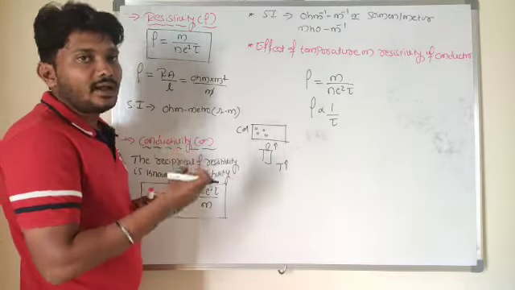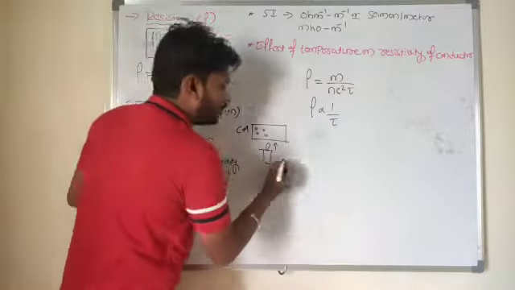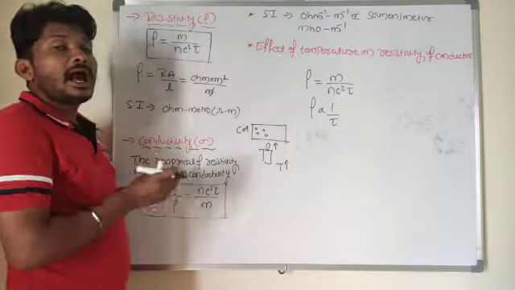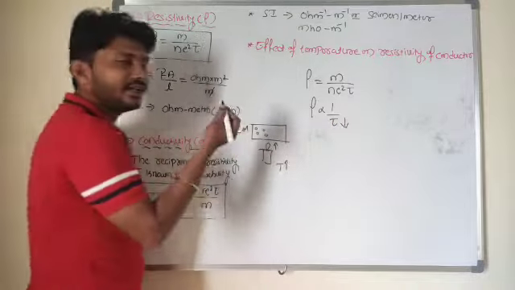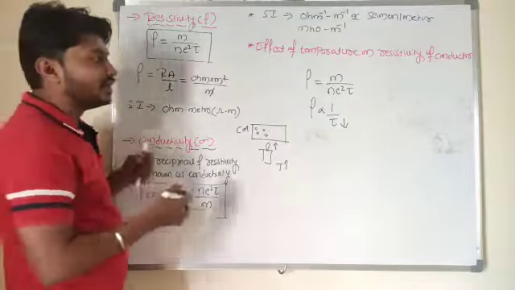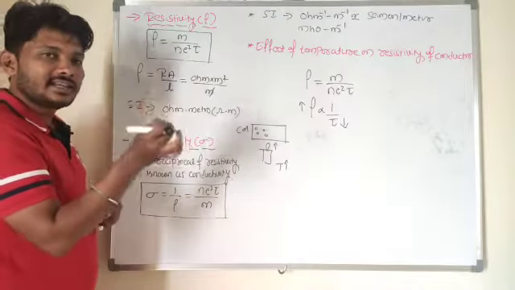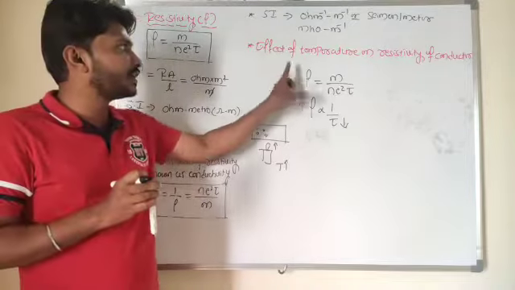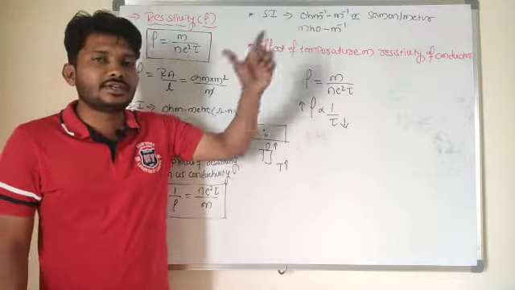Then what happens here? The number of collisions will be more. As it suffers more collisions, relaxation time will decrease. As a result of the decrease in relaxation time, the resistivity of the conductor increases. Hope you understand. So we'll look at the effect of temperature on the resistivity of a conductor.